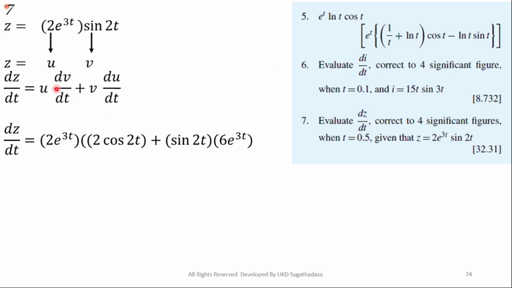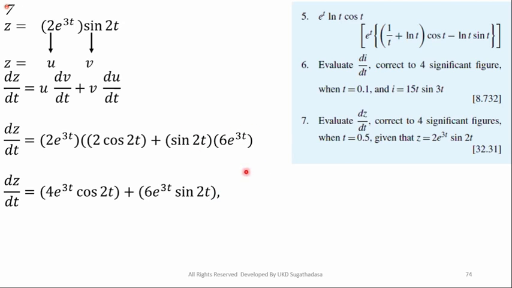Here, u is 2e^3t, dv by dt. V is sine 2t, whose differentiation is 2 cos 2t. Plus v is sine 2t, substitute the values, that's all. Du by dt, differentiate the 2e^3t function. 2 is a constant, e^3t differentiation is e^3t multiplied by 3. 3 times 2, you get 6, 6e^3t. Now simplify. It is 4e^3t cos 2t plus 6e^3t sine 2t. You can multiply these things.